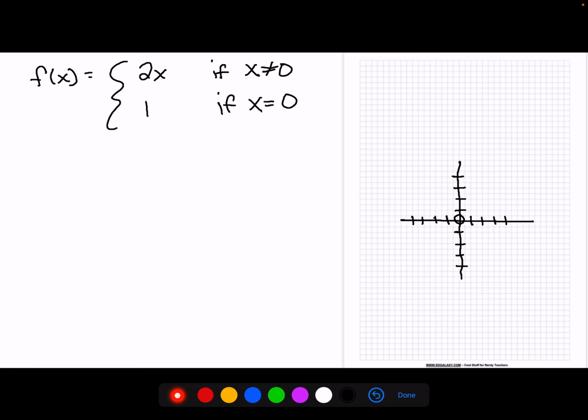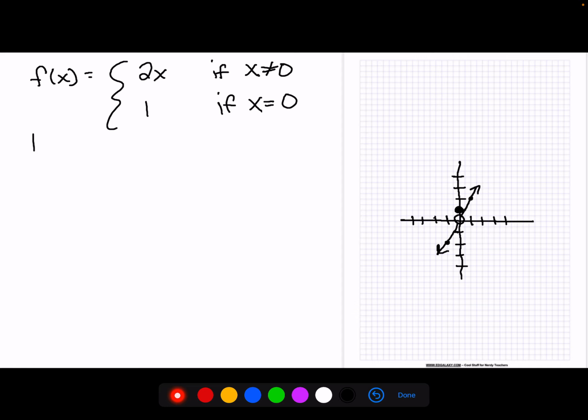Otherwise it has a slope of 2, so you can go up 2 over 1, or you could go down 2, left 1, and it's this beautiful line. It's just this beautiful line that has that open circle at the origin. Now at the origin, we're told that the function has the constant value 1. So at x equals 0, we do that.